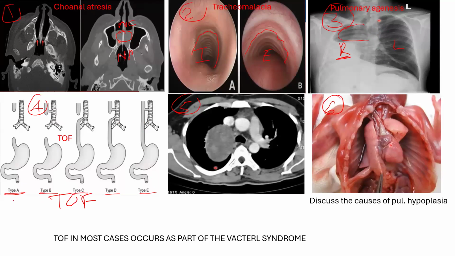So in type A, you can see you have esophageal atresia. EA is esophageal atresia without a tracheoesophageal fistula. So that's type A.